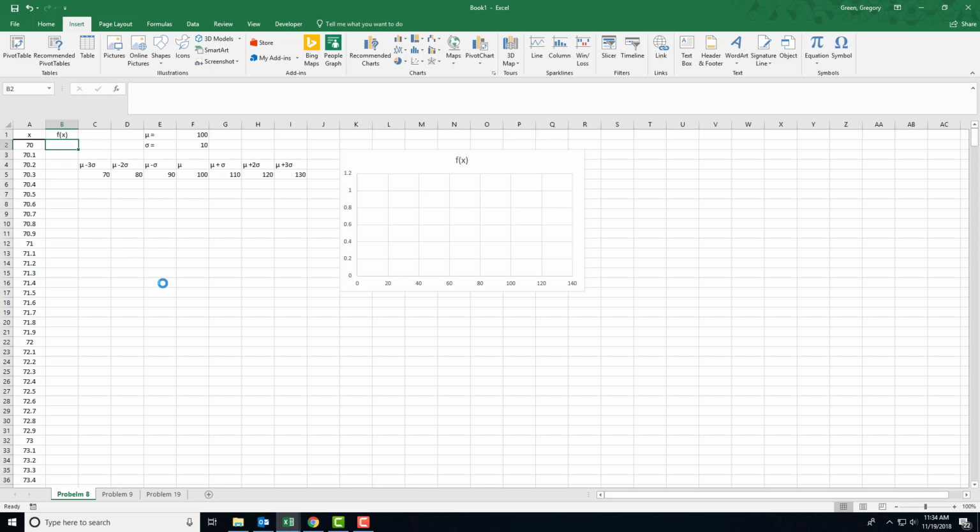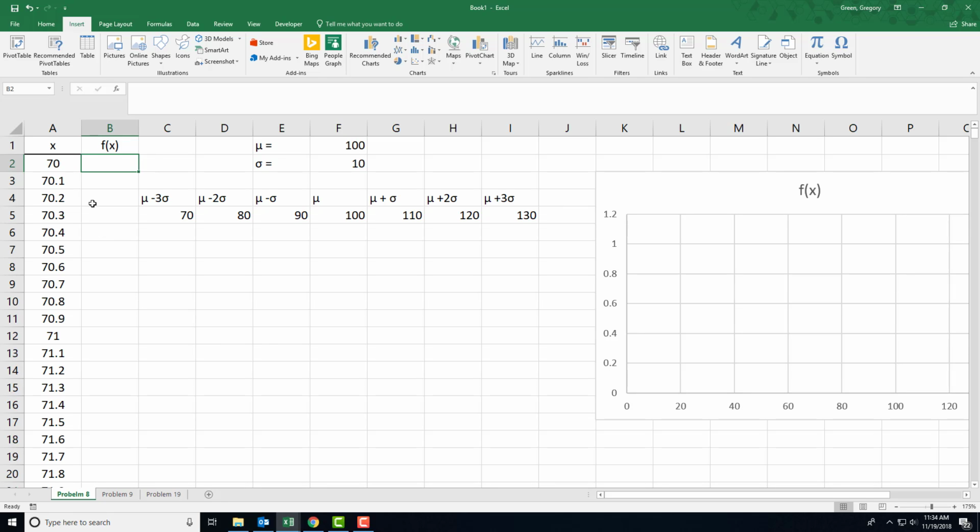And what I need in order to create an ordered pair is I need to know what the normal distribution's function value is at the number 70. So I start typing norm.dist, normal distribution. I need the x value I'm interested in, and that would be the number 70 that's sitting in cell A2. I need to know the mean. The mean's not going to change. It's always going to be 100. So I've got to make that an absolute reference. And then it wants the standard deviation. It too is not going to change, so I'll make it an absolute reference.